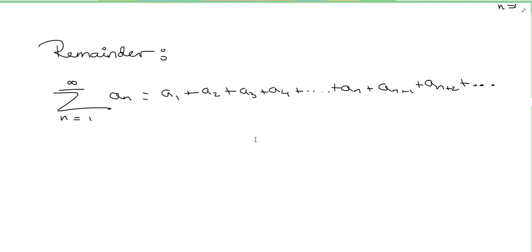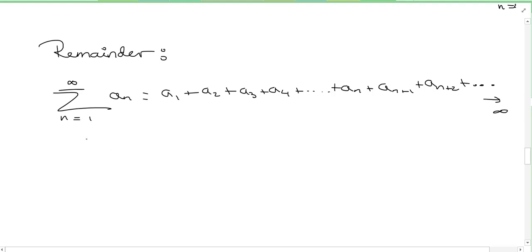All right, continuing with the integral test. The last thing I want to talk about is the remainder. For the remainder, notice I wrote my series already from n equals 1 to infinity, so it goes on forever. This goes to infinity in that pattern.